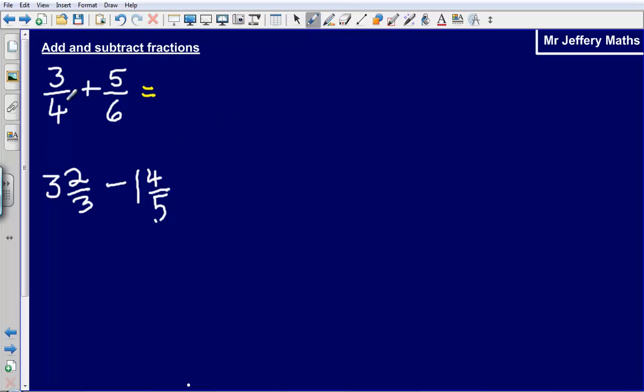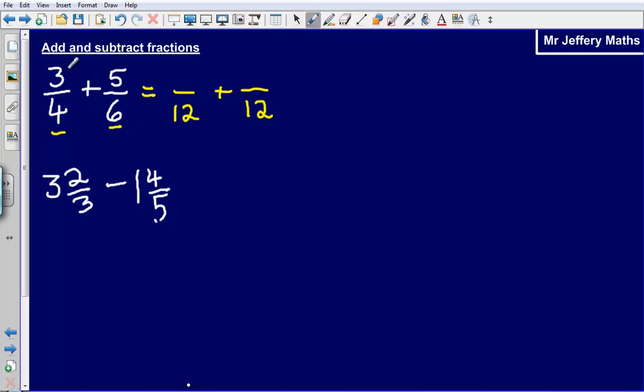So in order to answer this question, I can't add these as they are. What I need to do is I need the denominators to be the same number. So I need to make the denominator the same for both of these fractions by making an equivalent fraction. So I've got 3/4 at the moment and 5/6. Now what I'm basically going to be doing is looking at these two numbers and thinking, okay, what is my lowest common multiple for 4 and 6? That's going to be 12.